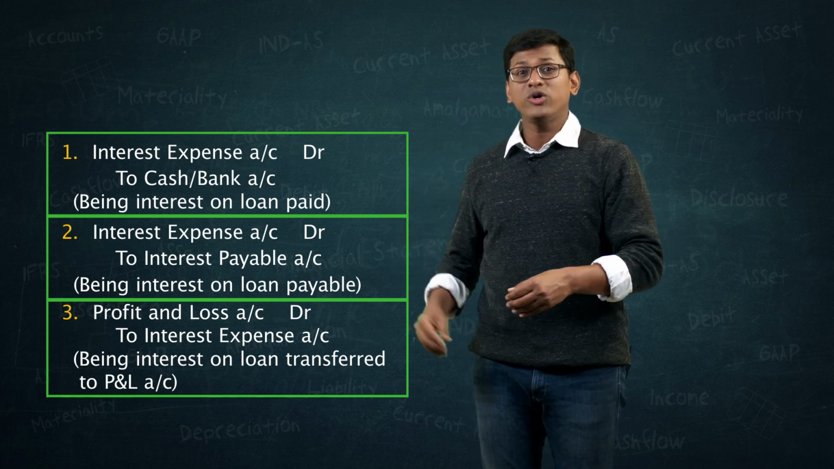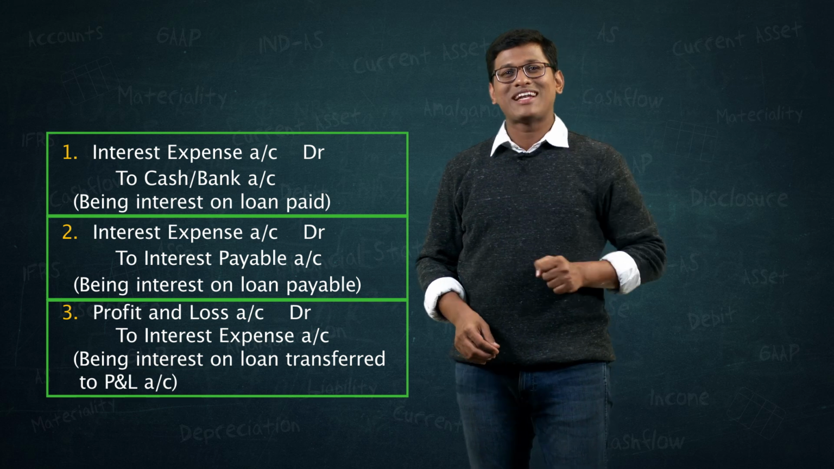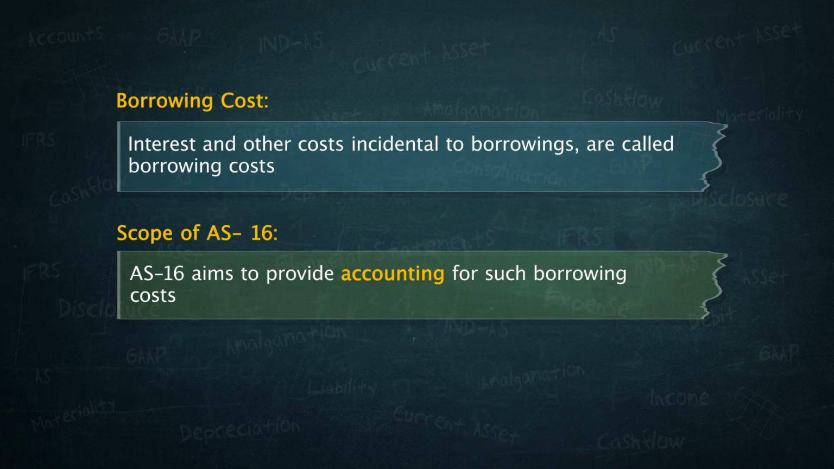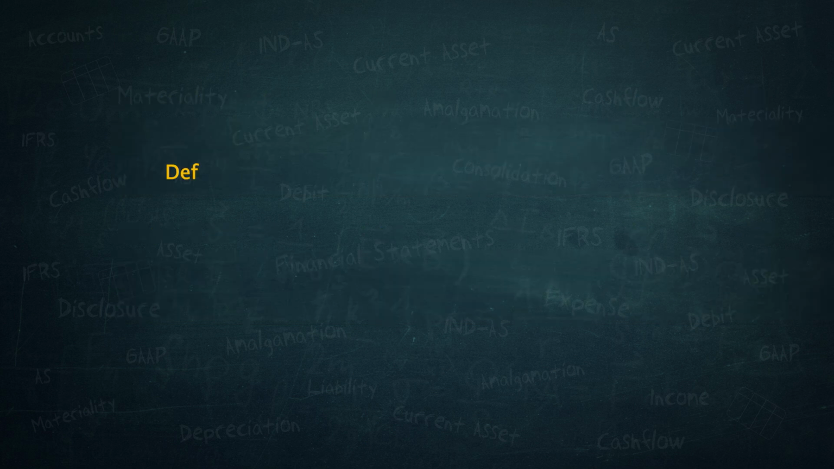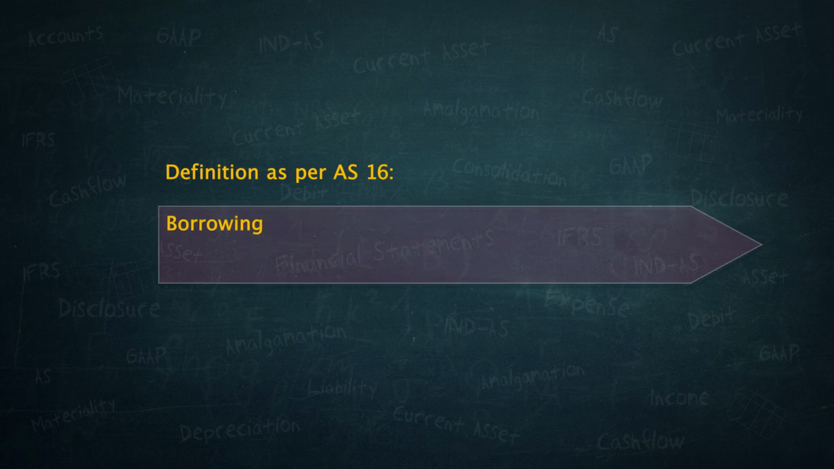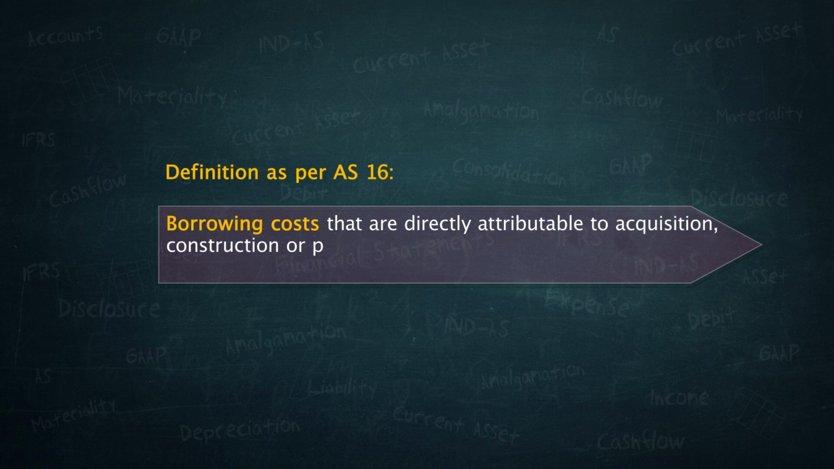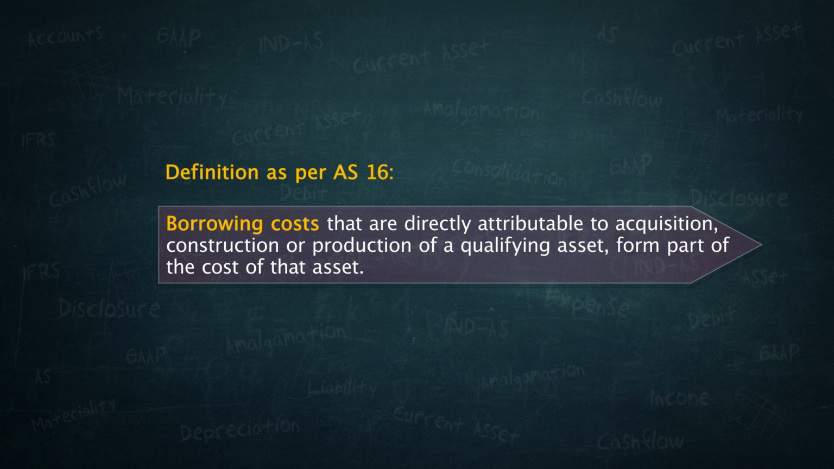When do you do that? How do you do that? Why do you do that? All those things you learn as a part of this standard. The definition as per the accounting standard is as follows. Borrowing costs that are directly attributable to acquisition, construction or production of a qualifying asset form part of the cost of that asset.